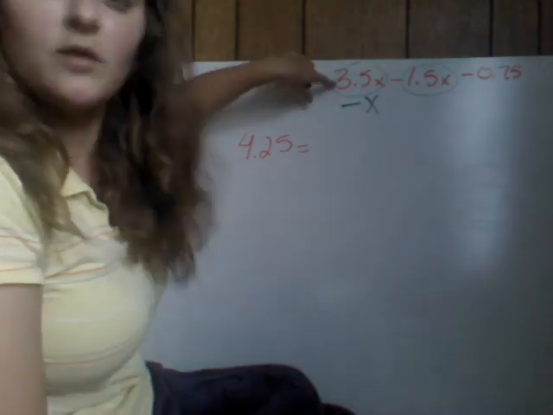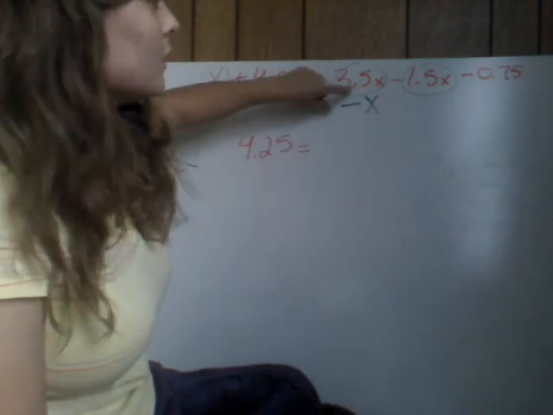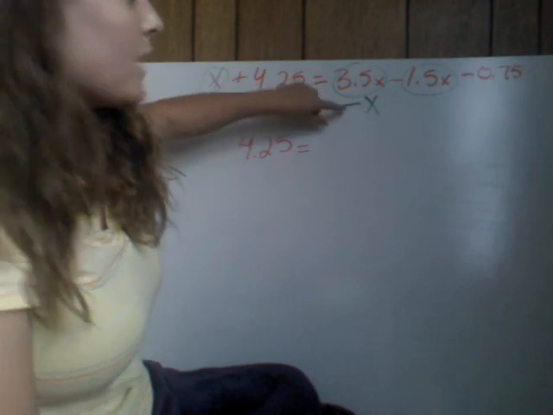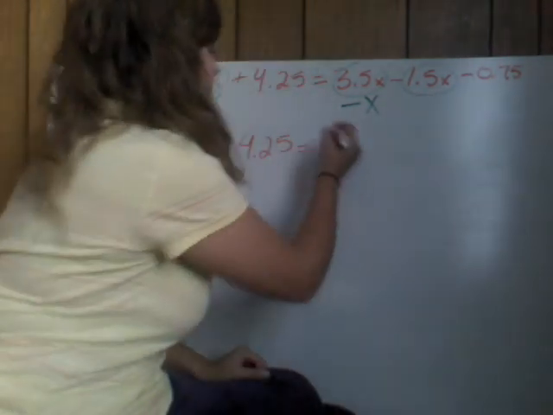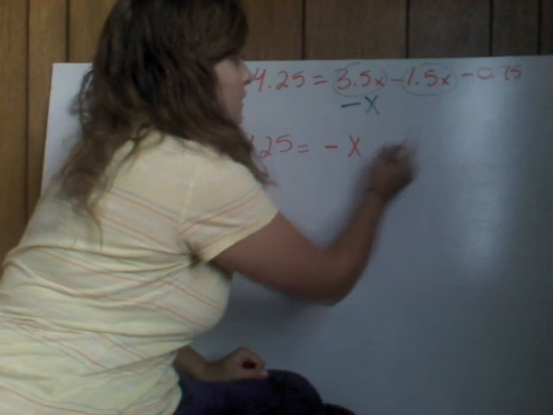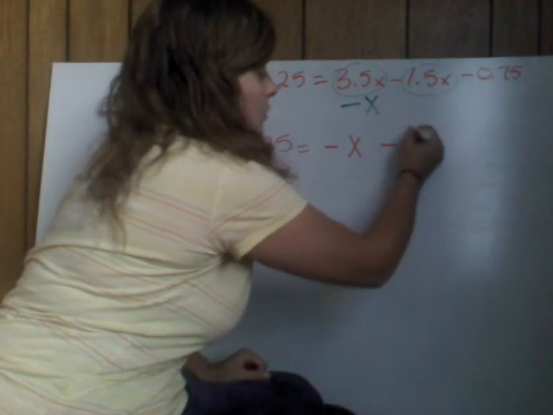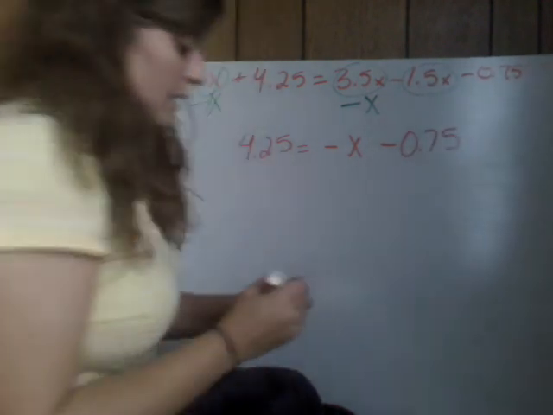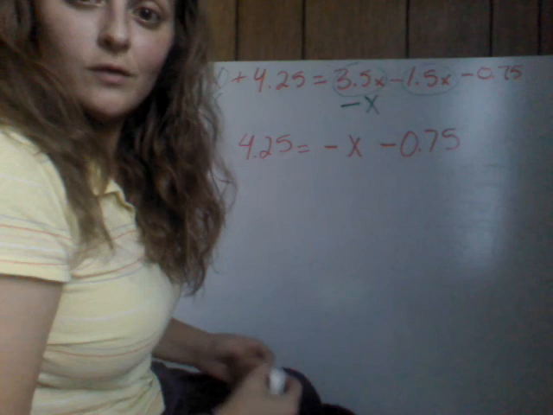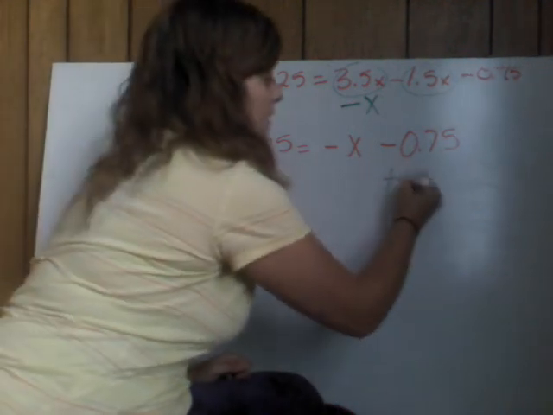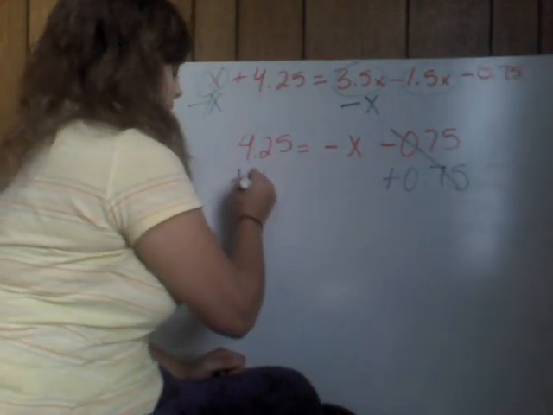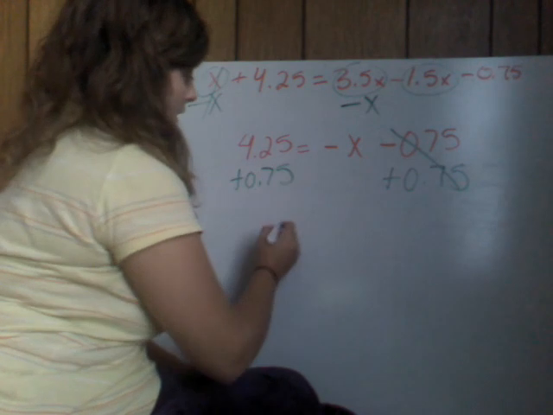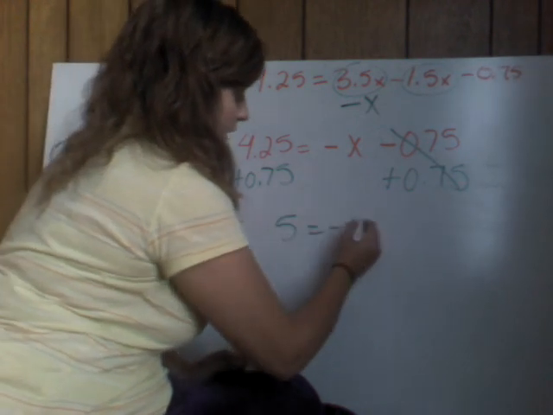So I've got 3.5 minus the 1.5 minus x, and I'm going to end up with negative x. Bring down my negative 0.75. Now I just need to take that 0.75 over and we're good. So I'm going to add 0.75 to both sides. I get 5 is equal to negative x.